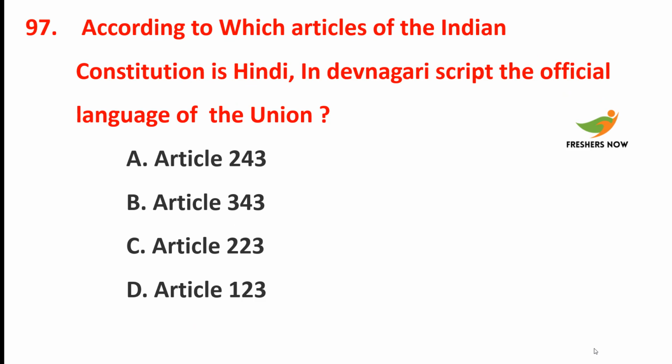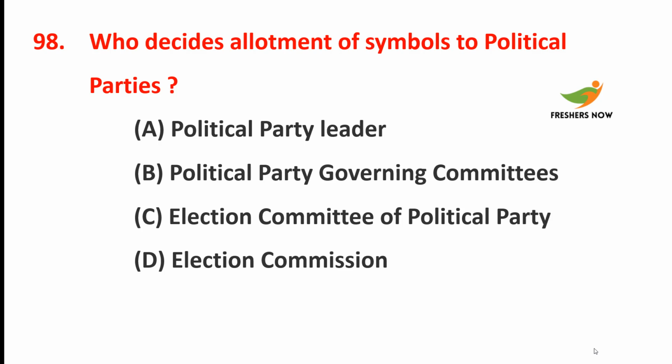97th question. According to which article of the Indian Constitution is Hindi in Devanagari script the official language of the Union? And the answer is B, Article 343. 98th question. Who decides allotment of symbols to political parties? And the answer is D, Election Commission.